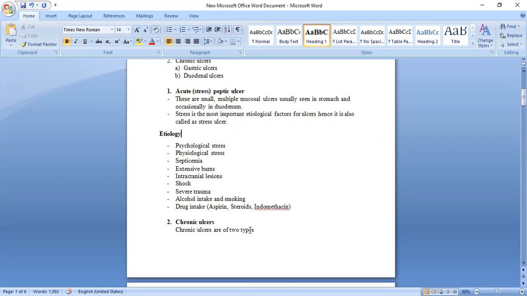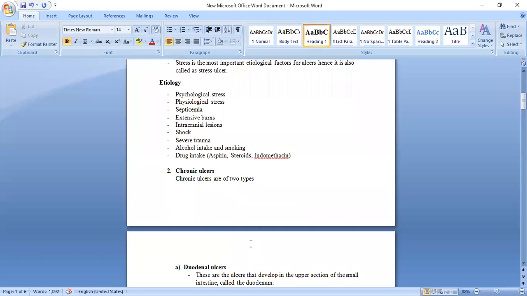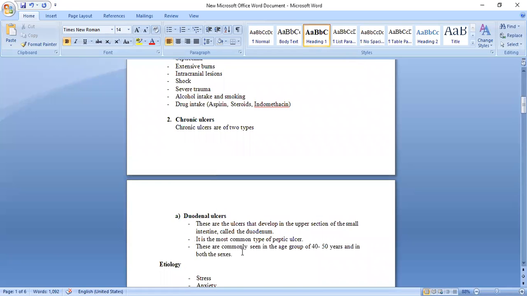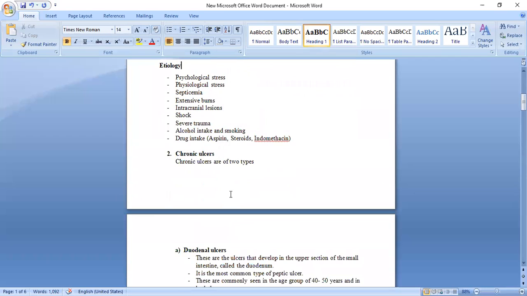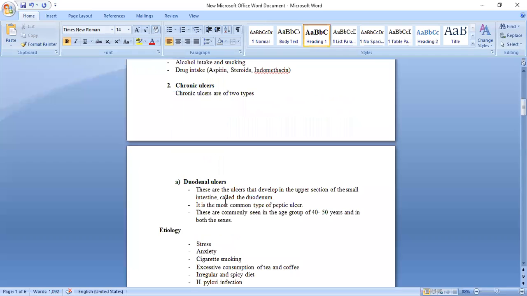Now see, what do you mean by chronic ulcer? These are of two types. Which are those? Duodenal ulcer and gastric ulcer. We will see one by one. Now see the duodenal ulcer. These are ulcers that develop in the upper section of the small intestine, which is called the duodenum. That's why the name is duodenal ulcer.